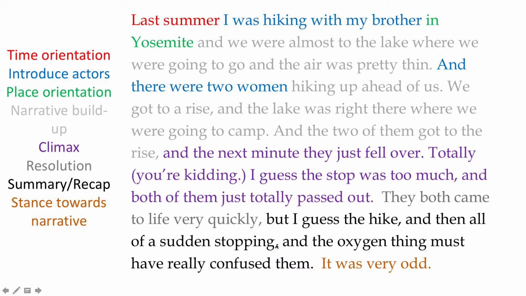Maybe this was embedded within a larger conversation about passing out or about oxygen sickness or just about weird things that happen when you're hiking, but this is sort of the kernel. All of this stuff is basically a reason to render this new information to the discourse. Then it ends up with a stance toward the narrative. That actually very frequently occurs. It was very odd, so this whole thing is kind of capped off by an active stance taking. So this is one way of analyzing a narrative. So what are the roles that the different pieces of language play within the narrative?